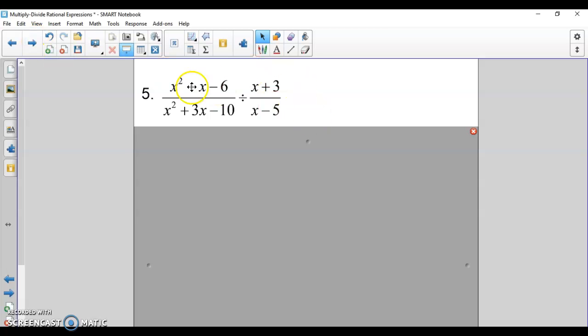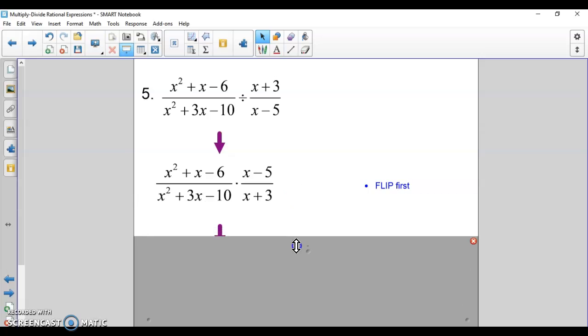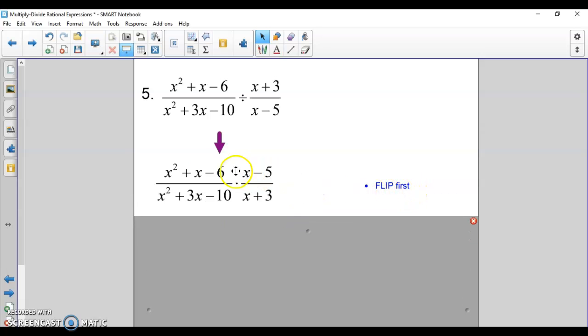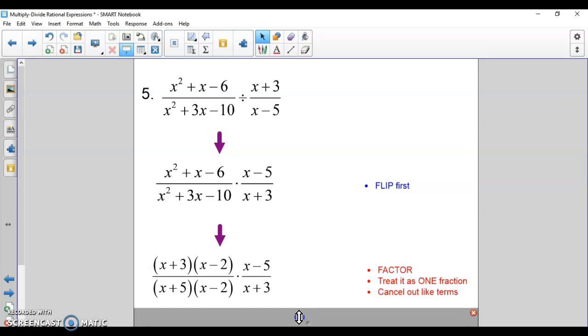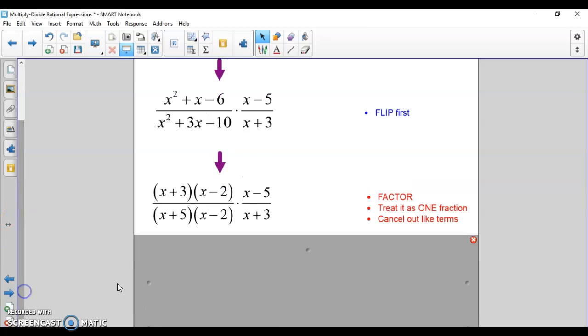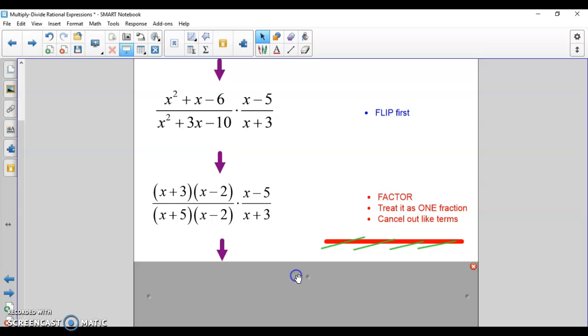Alright, we have this. We saw similar setups. Factoring is not changing. The only thing I need to do is I need to flip that second fraction. So the first thing we do is flip. I don't even factor first, I just go ahead and flip. So I flip it, factor. Alright, I treat it as one fraction.